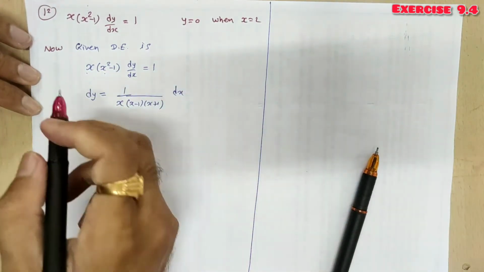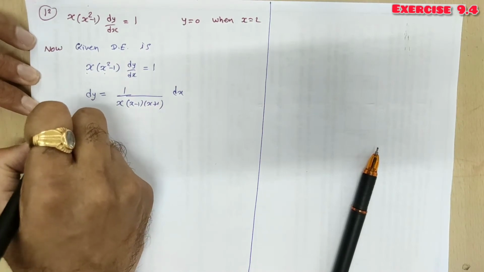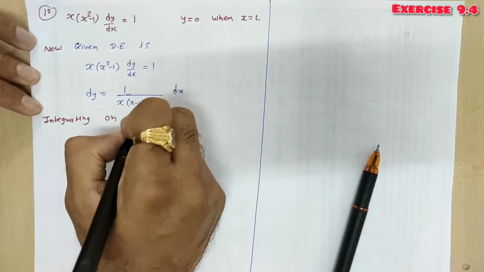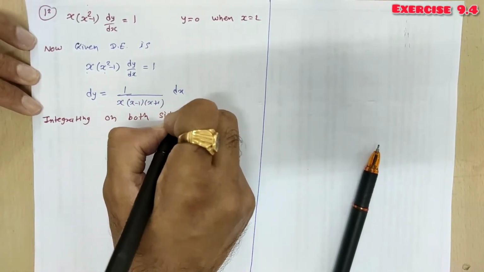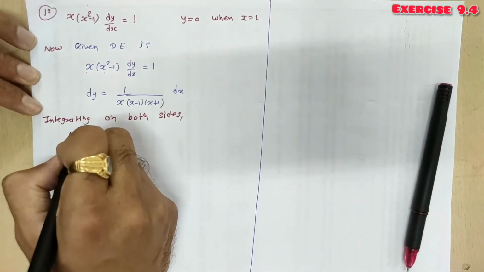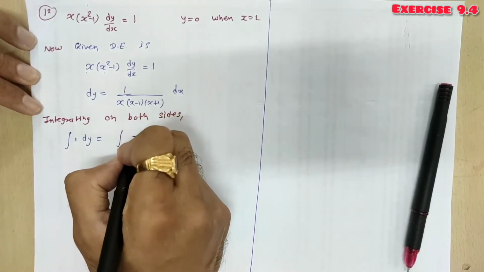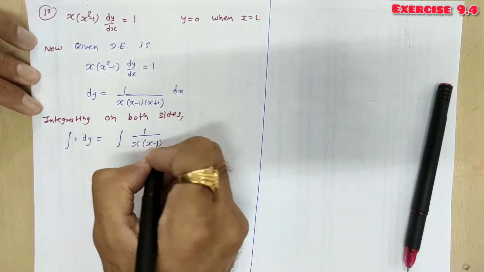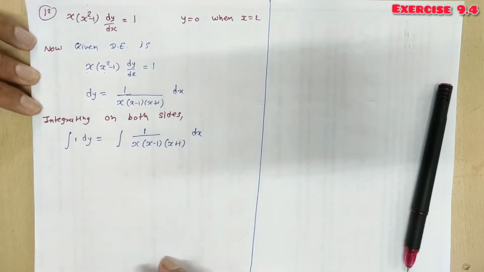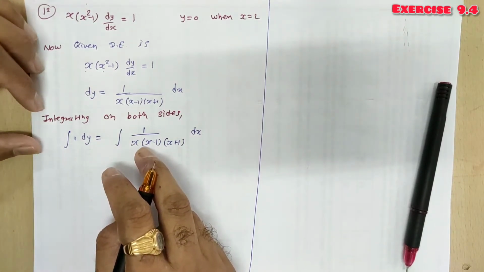Now integrating on both sides, we are getting the integration of 1 with respect to y, that is dy, and this one is the integration of 1 upon x(x−1)(x+1) with respect to x, dx. Done. Again, a rational function is there. We can solve it by using partial fractions.